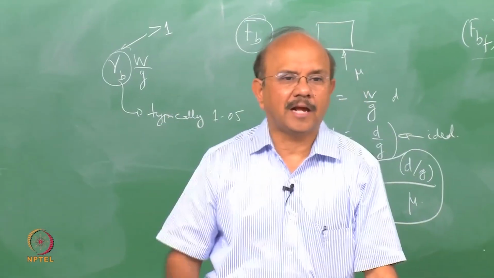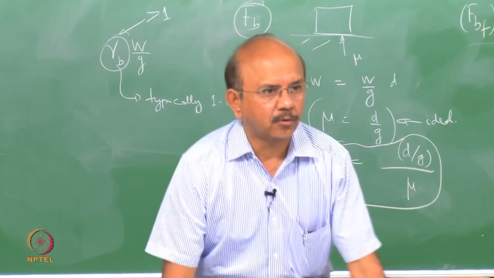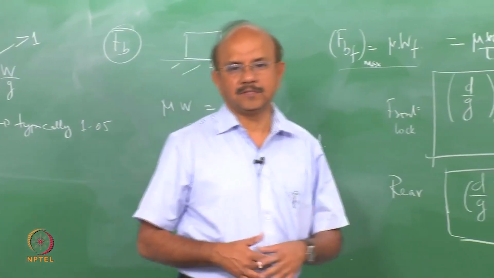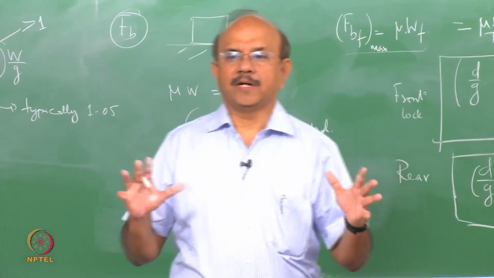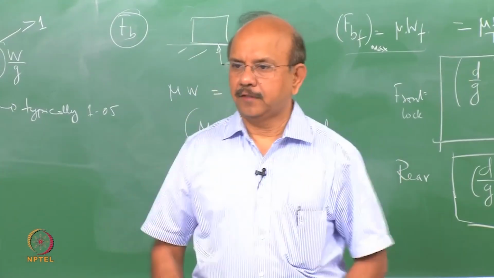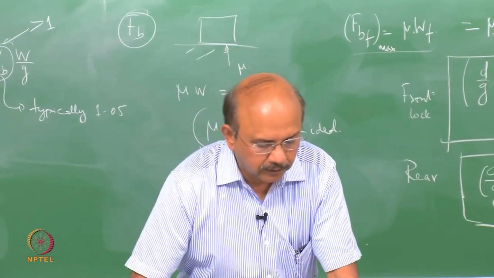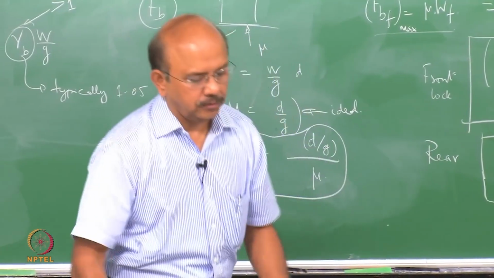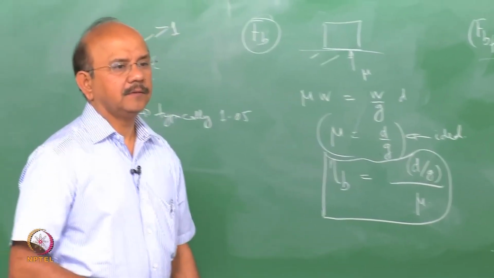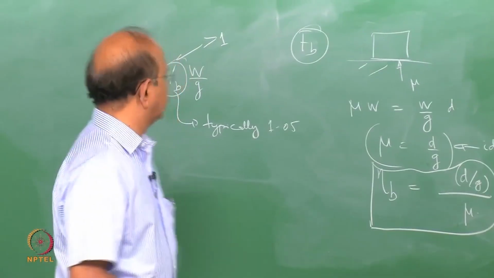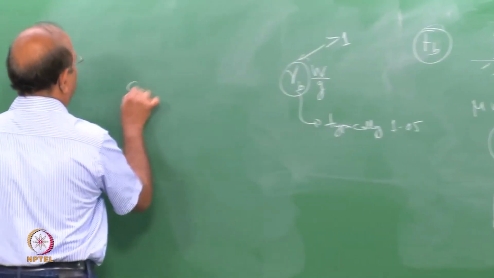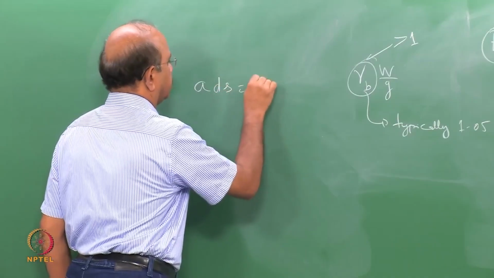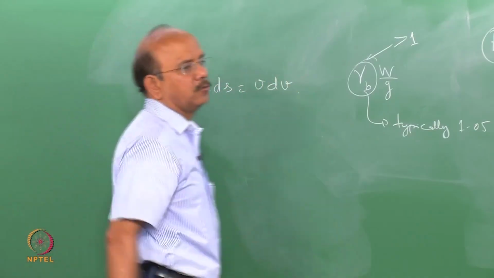There is a way to calculate this. I do not want to digress right now as to how this is done, but let us assume that I know it and I give you a figure and it is 1.05. So, my main idea is to calculate deceleration, and I am going to use a very simple formula which all of you know, A ds is equal to V dV. This is high school physics.